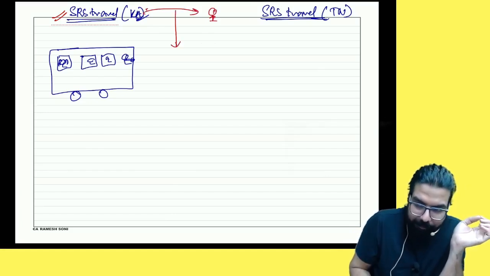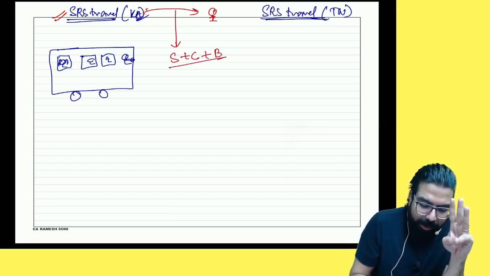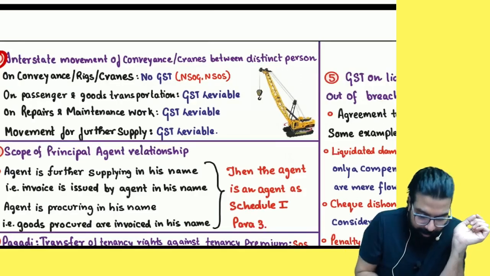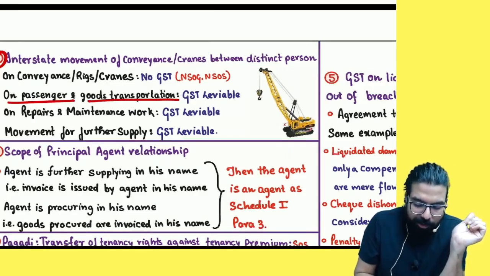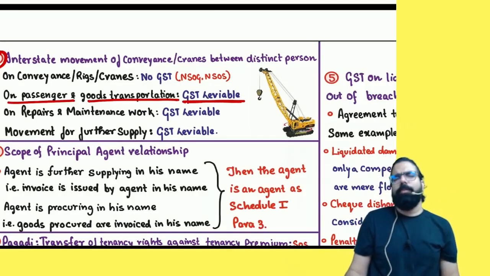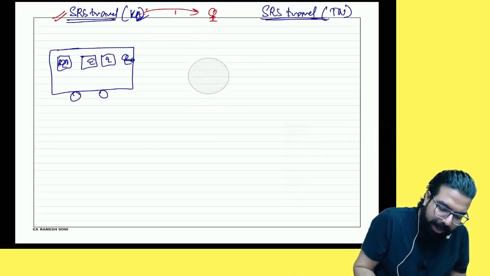Is this a supply? Number one, it's a sale for a consideration in the course of their business. Will it be a supply? Will they charge GST on the ticket? Okay, this is no problem, right? So I have told over here that on passenger transportation GST will come, and if they are transporting goods, GST on goods transportation will come. Anyone any doubt with this? Okay. Now I want to ask you something else.